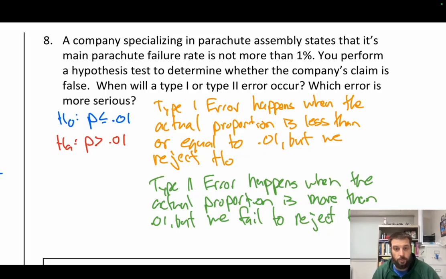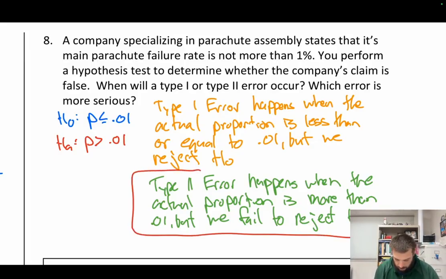All right, so go and check your work and compare what you wrote for your null hypothesis and alternative hypothesis, also your reasoning for when a type 1 or type 2 error would occur. And to answer the second question, which one is more serious? Again, it's going to be a type 2 error, because if that doesn't get caught, the parachute doesn't open, and that's going to be bad for whoever was hoping for that parachute to open.